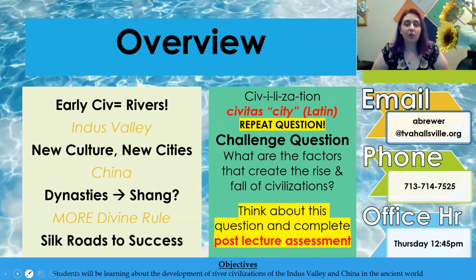Before you leave, we're going to talk one more time about civilization, which comes from civitas, meaning city in Latin. And we talked about this question last week: what were the factors that create the rise and the fall of civilizations? Looking back at the Indus Valley and China, think about that question again.